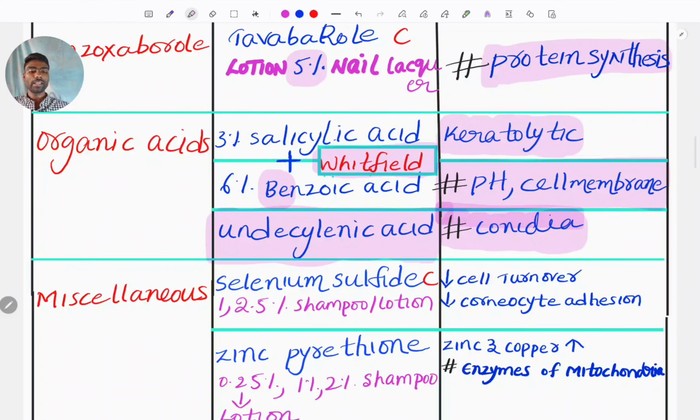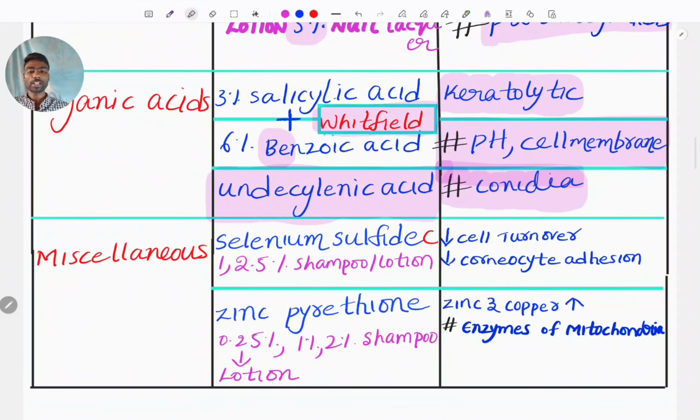Now miscellaneous anti-dandruff shampoos. Selenium sulfide and zinc pyrithione. Selenium sulfide mechanism of action, it decreases cell turnover and keratinocyte adhesion. Fungus will be obviously attached to keratinocytes, so fungus and keratinocytes both will get shed off from the scalp. Percentage 2.5% shampoo, 1% shampoo and lotions.